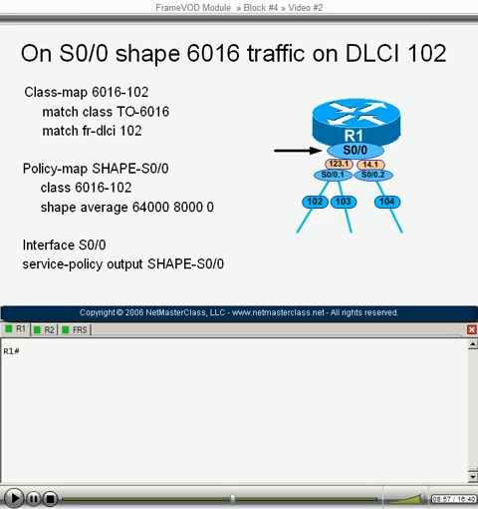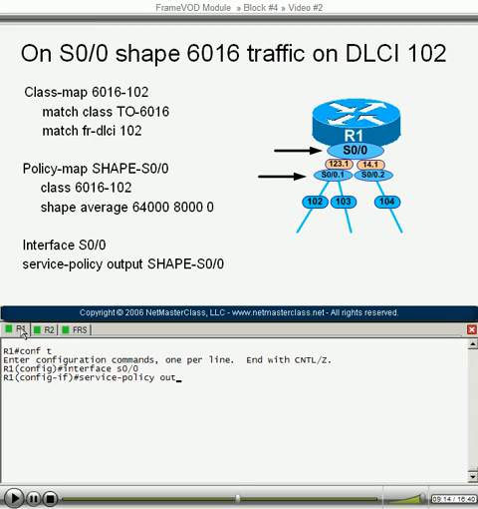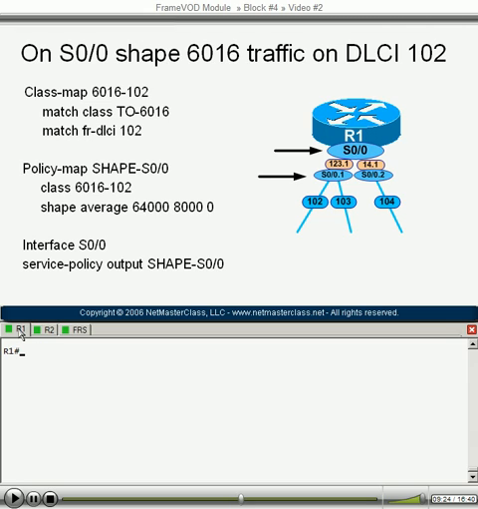With traditional FRTS, class-based shaping allows us to shape just the necessary traffic. Now we will apply this policy to S0/0. The same policy could also be applied to the sub-interface. We've applied our policy outbound on interface 0.